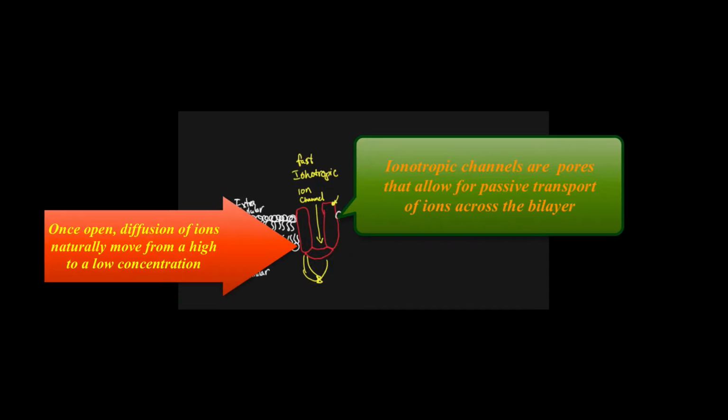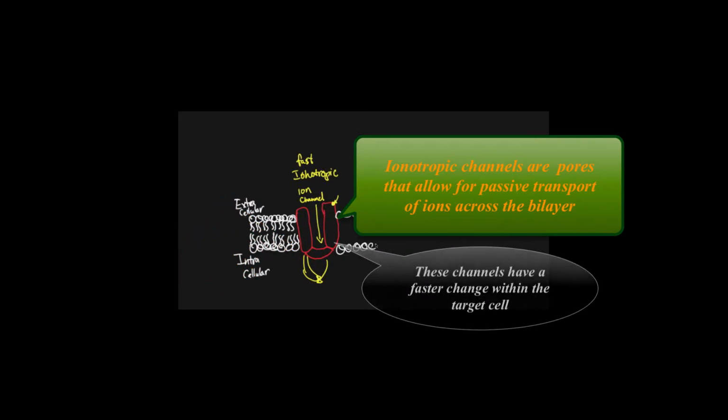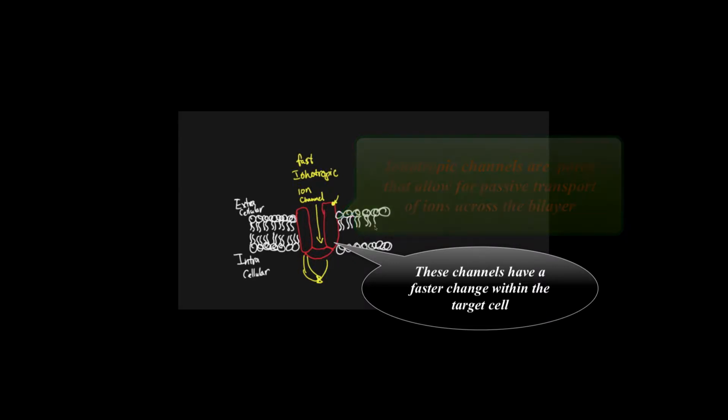This is called an ionotropic channel. This has fast cellular changes. There's also something called a metabotropic receptor, which is a little bit slower.